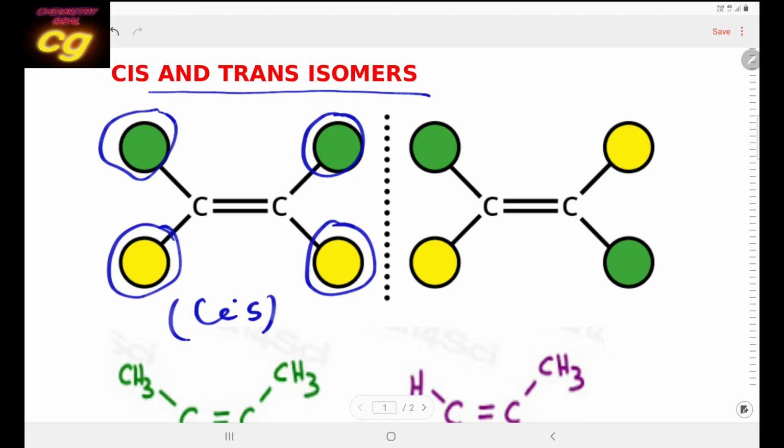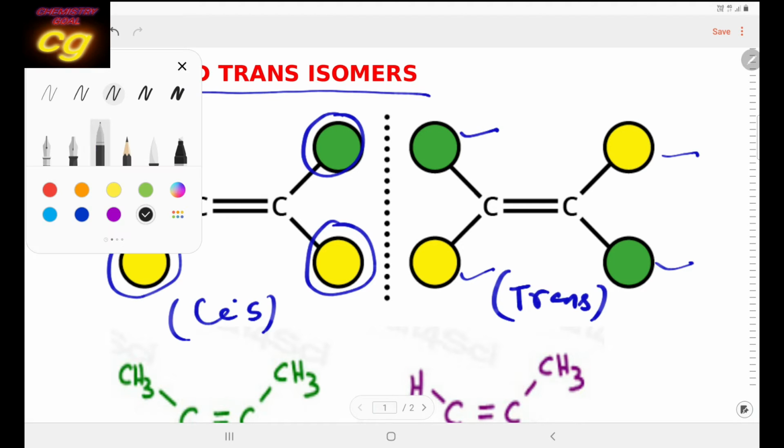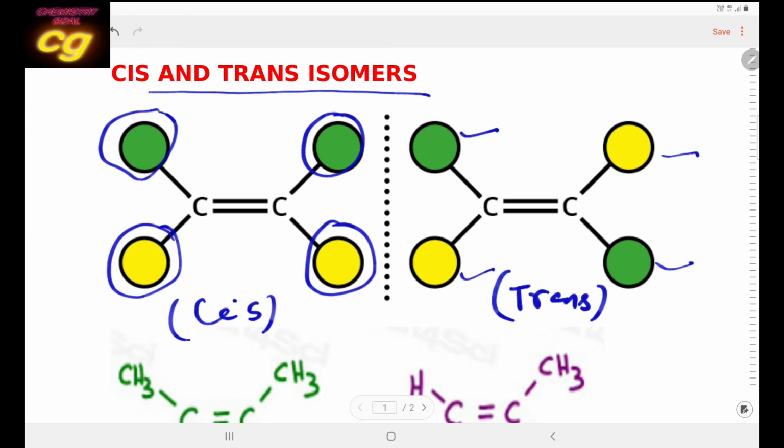But here you see green spheres on opposite sides, and yellow spheres on opposite sides. That's why this is called the trans isomer. Cis and trans depend upon the arrangement of the similar groups, whether on the same side, that is cis, or on opposite sides, that is trans.